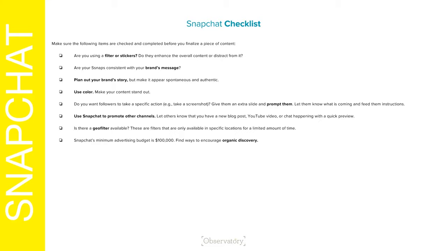There's geo filters, which is an image that you can put over your picture that is specific to a geolocation. So if we had one for the observatory, you'd be able to swipe it, put it over the observatory if we took a picture here.